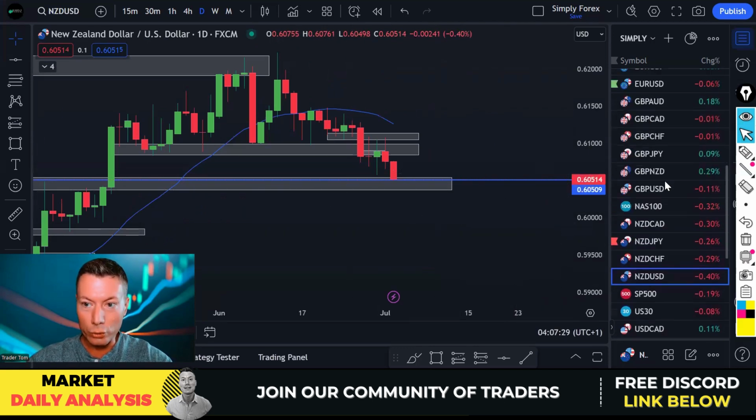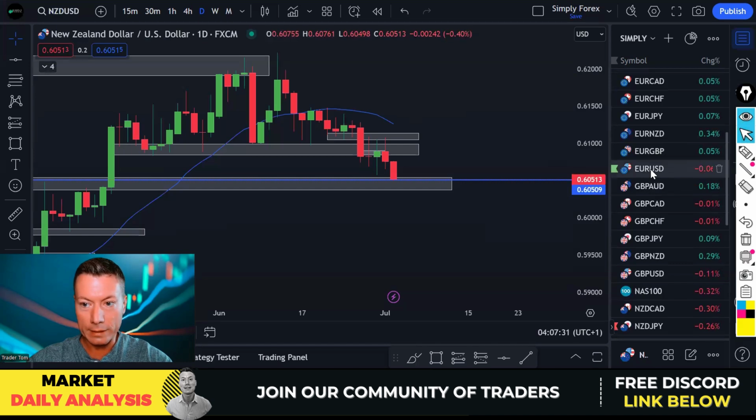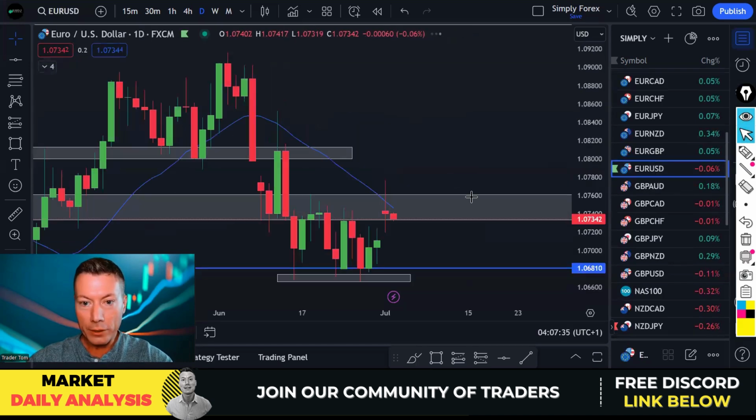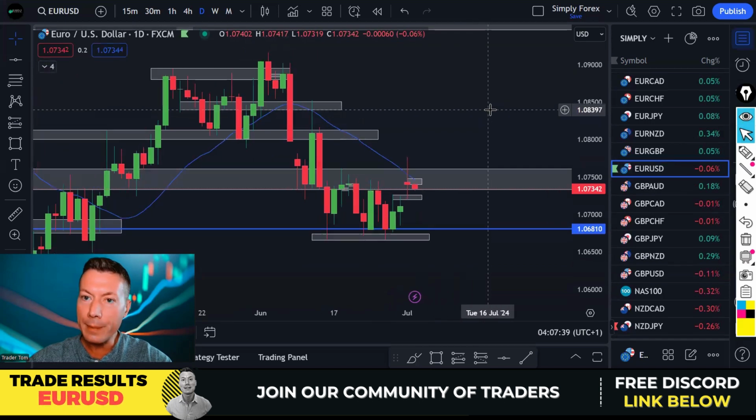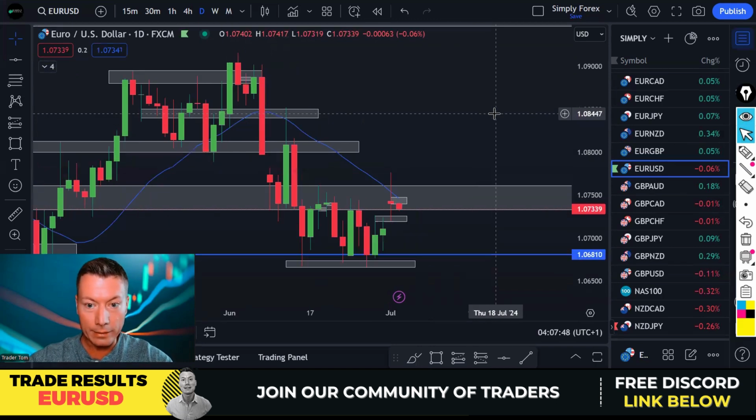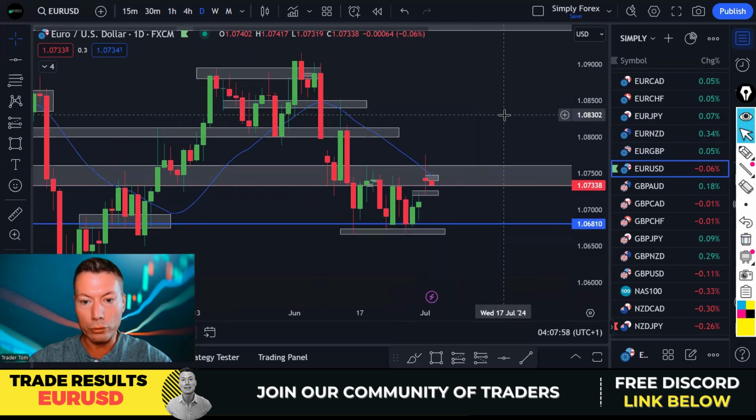However, I do have some US dollar pairs that I'm interested in, and they haven't finished their move. So the first one is euro against the US dollar. And you do need to be careful, guys. We've got the EU elections, so there's lots of volatility with the euro. And you can see that with this gap up and this real bearish reaction. So it's worth pointing that out with the euro.